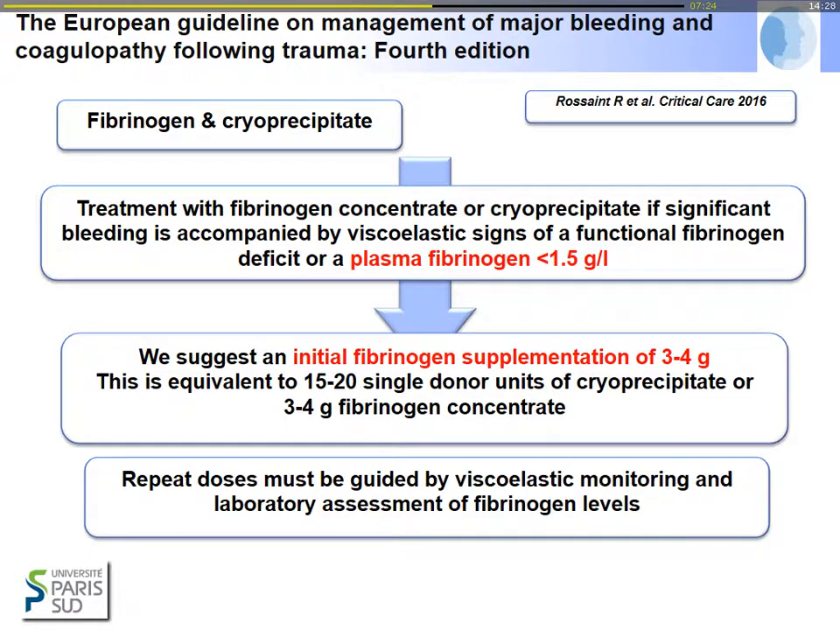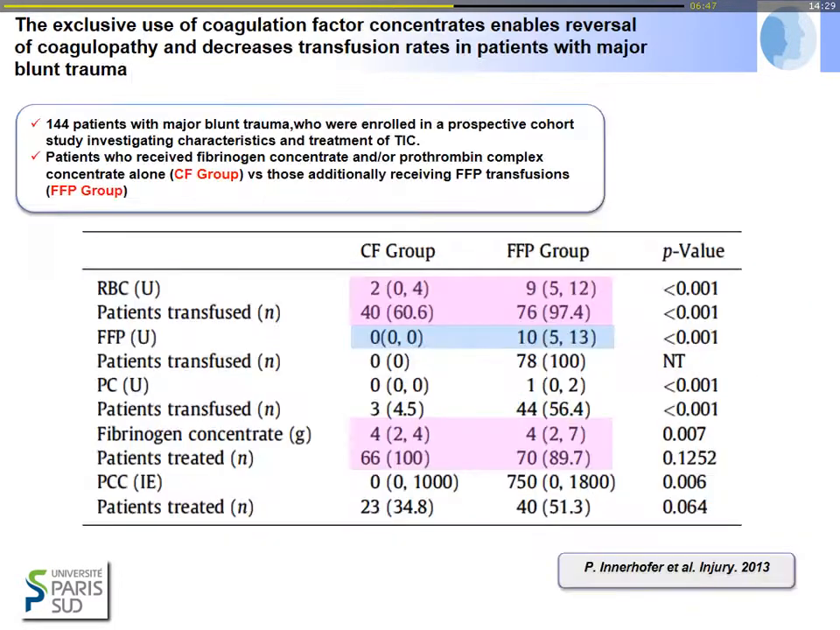So what about fibrinogen? We have to guide this, once again, with a viscoelastic method, and it is recommended to give fibrinogen when we have a level lower than 1.5. And it is suggested that when we face a massive hemorrhage, we initially give fibrinogen, 3 to 4 grams of fibrinogen.